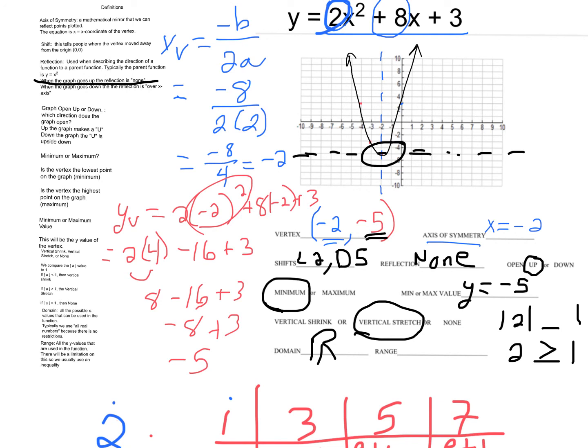That's an awful dotted line, but again, notice my graph doesn't go any lower than -5. So that means all my y values are going to be greater than or equal to -5. And there it is. All right, let's look at the next one.